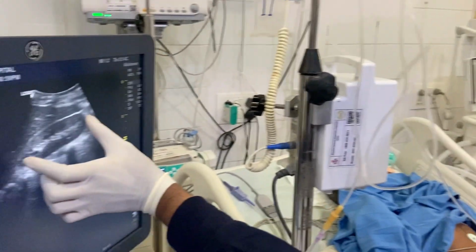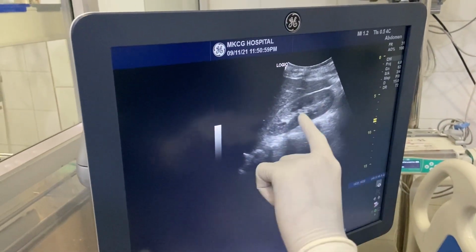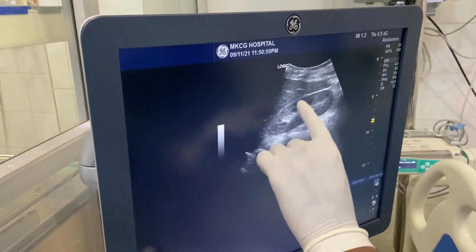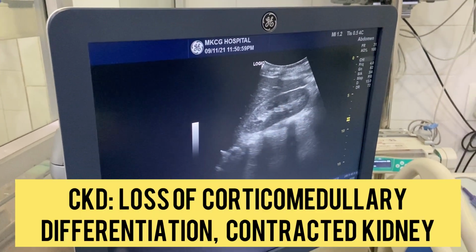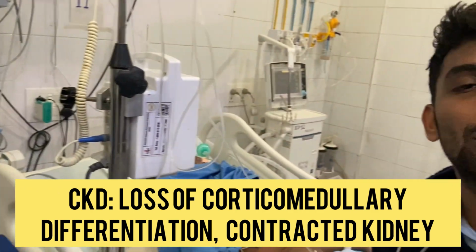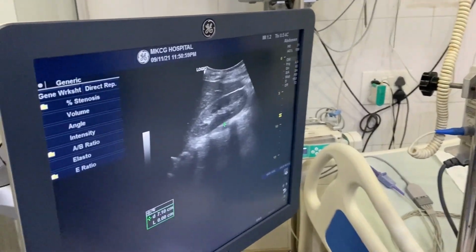So in a case of chronic kidney disease, what are the findings we will get in the ultrasound? This length is normally 9 to 11 centimeters. In chronic kidney disease, this length will decrease, and this is the cortex, and this inside white area is the medulla. This corticomedullary differentiation will be lost, and the kidney size will be contracted, that is less than 8 centimeters. So when the kidney size is less than 8 centimeters and there is a loss of corticomedullary differentiation in the ultrasound, it indicates CKD.